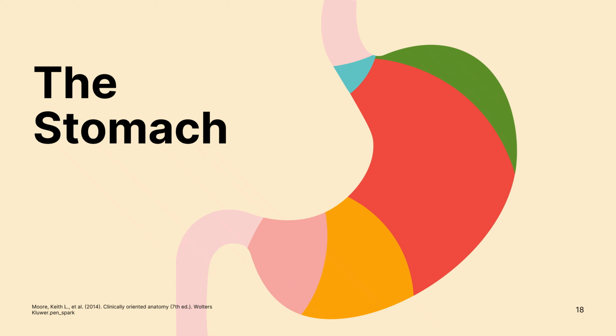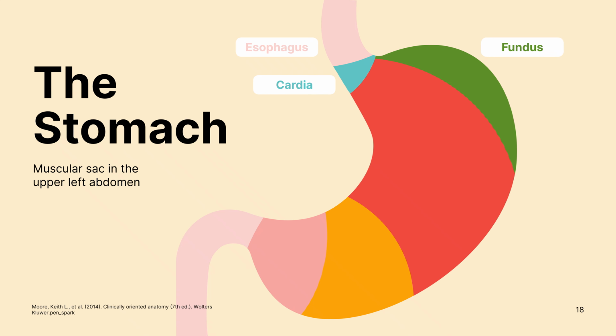The stomach is a muscular sac located in the upper left part of the abdomen, playing a central role in digestion. It begins at the cardia, where the esophagus meets the stomach, and is divided into several sections. The fundus, which is the upper portion that stores food. The body, which is the largest section responsible for the mixing of food and gastric juices. The antrum, which prepares the food for passage into the small intestine. And the pylorus, the final section that connects to the duodenum, and regulates the flow of partially digested food into the small intestine.